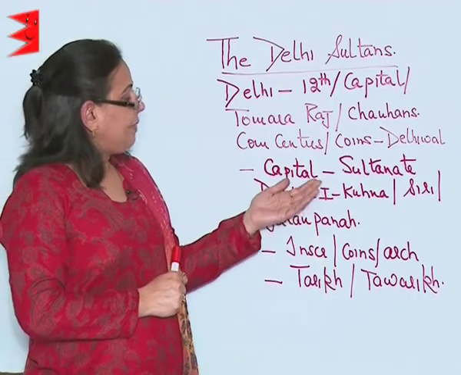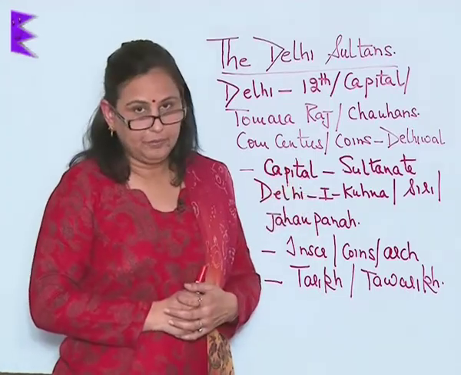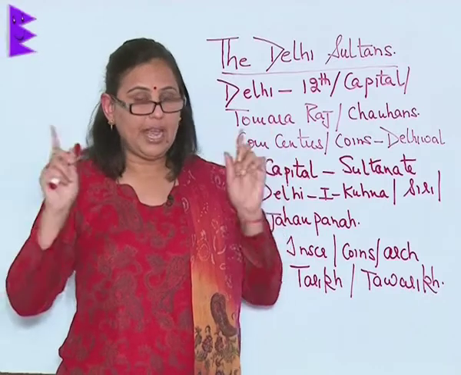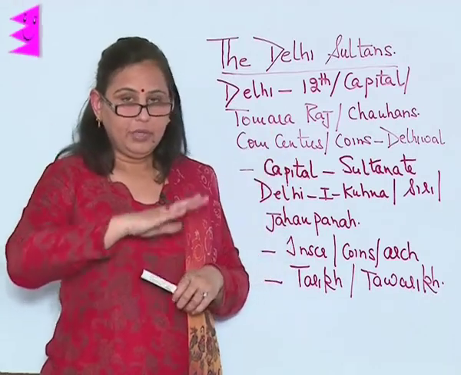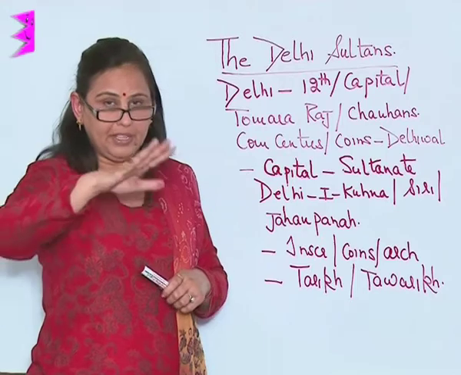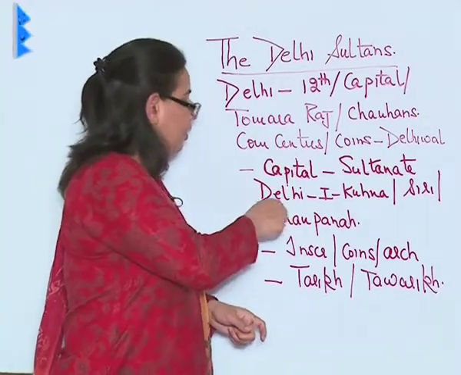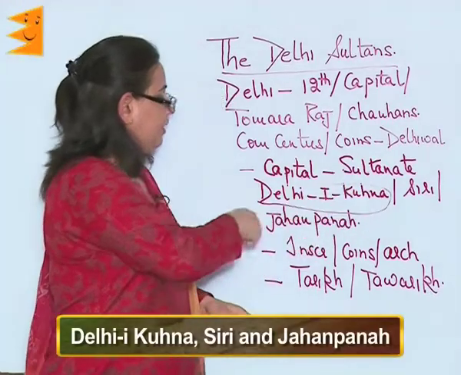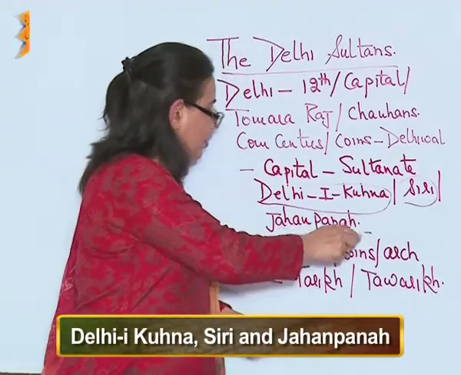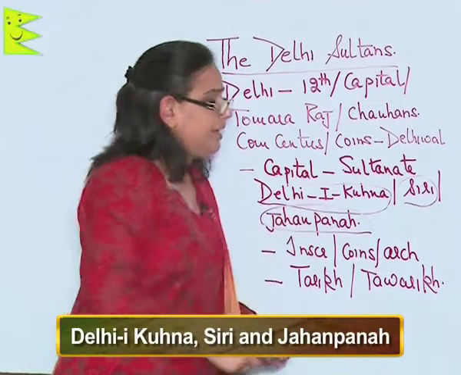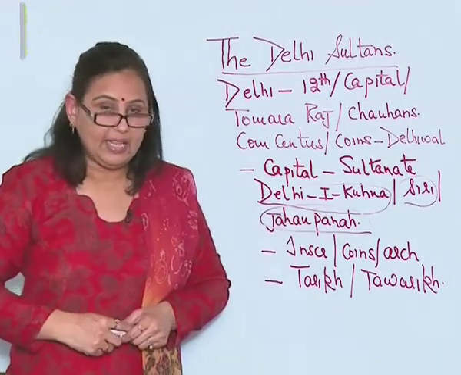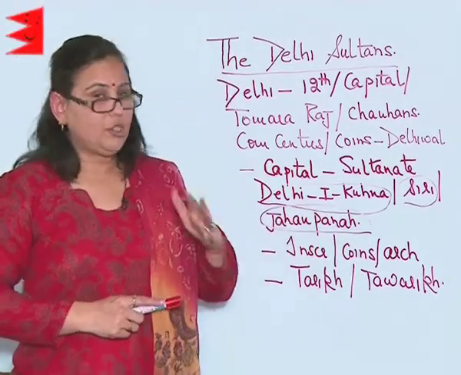Now when they made Delhi their capital, it was not what you see as of today. It was scattered over various areas and they gave it different names. It was called Dilli-i-Kuna or Siri or Jahanpana. These were the names which were given to Delhi as a capital under the Sultans.